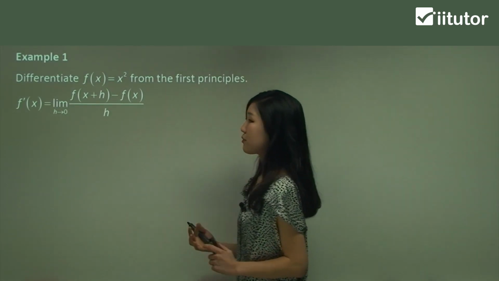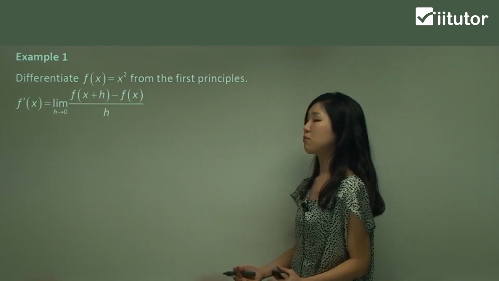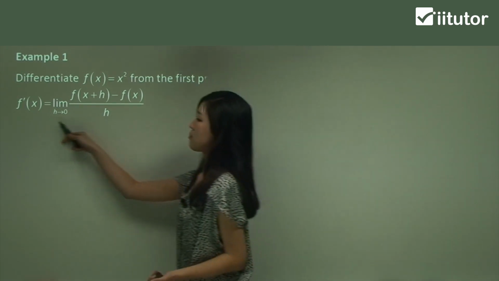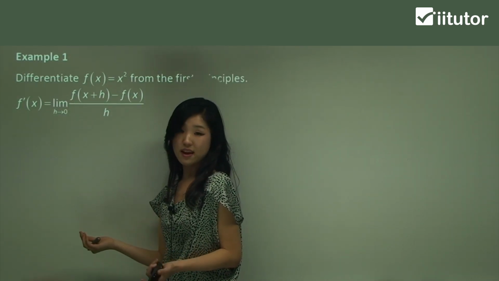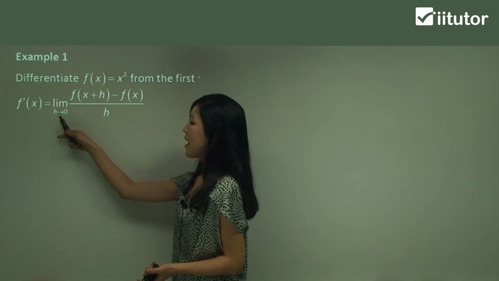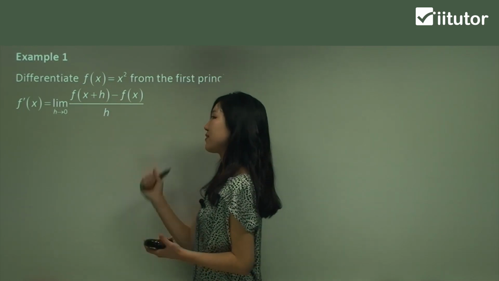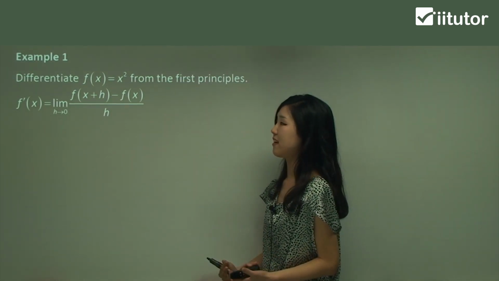It's asking us to differentiate f(x) = x squared from first principles. Okay, and this is the first principles, right? f'(x), or you can write dy/dx if you like, both are the same thing. f'(x) equals the limit as h tends to 0 of (f(x + h) minus f(x)) over h. Try to read it again and again to get that in your head.